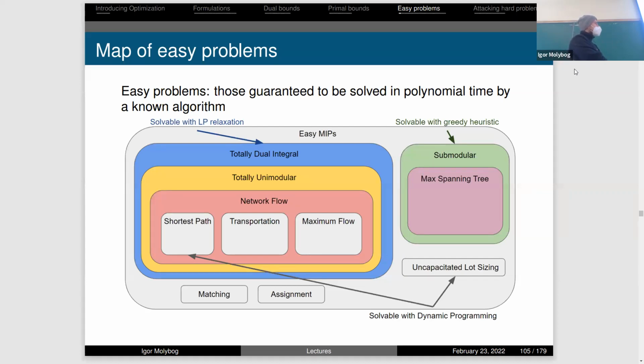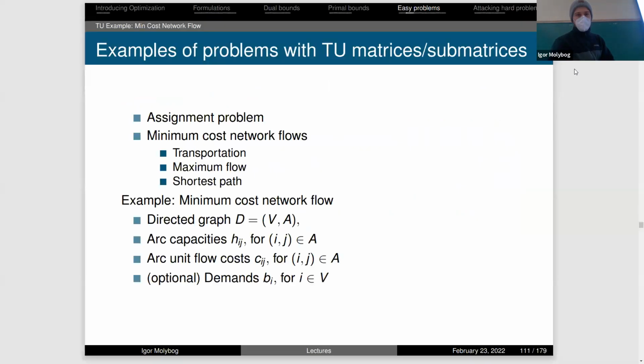The second step was to look at dynamic programming and see what problems can be solved with that method. We have only talked about shortest path so far, and right now I'm going to be discussing the uncapacitated lot sizing problem, and then we'll switch to the problems that are solvable with the greedy heuristic. I just have to say that this does not cover all of the algorithms. There definitely are problems that are still kind of simple, but these are the most important ones that you definitely need to know how to reformulate.